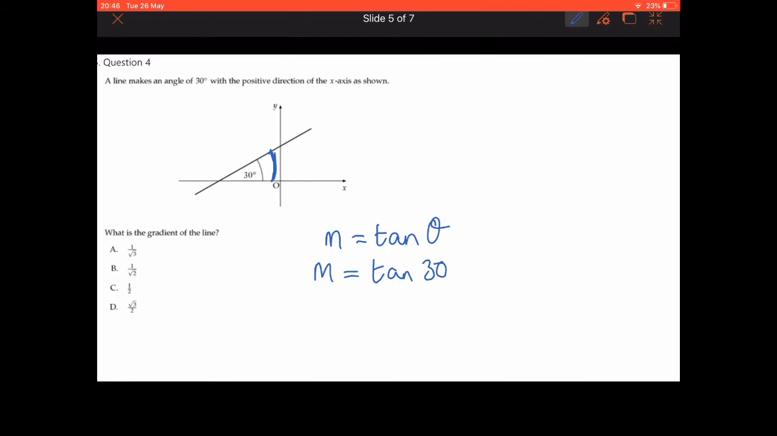And tan of 30 is one of our exact values, which you should have learned in that 5. And that is 1 over root 3. So our answer is A.